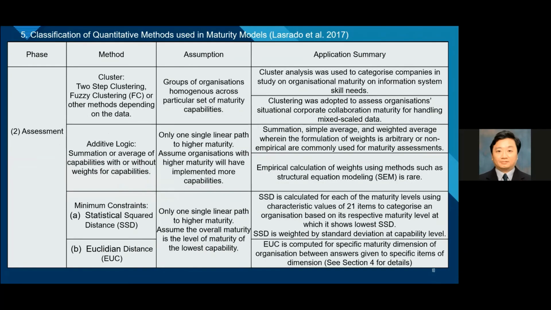The three assessment methods are cluster, adaptive logic, and minimum constraints. Cluster method assumes groups of organizations are homogeneous across particular sets of maturity capabilities. Adaptive logic assumes only one single linear path to higher maturity. An organization with high maturity will have implemented more capabilities. Minimum constraints can be used with statistical square distance or Euclidean distance. It assumes that there is only one linear path to higher maturity, and the overall maturity is the level of maturity of the lowest capability.